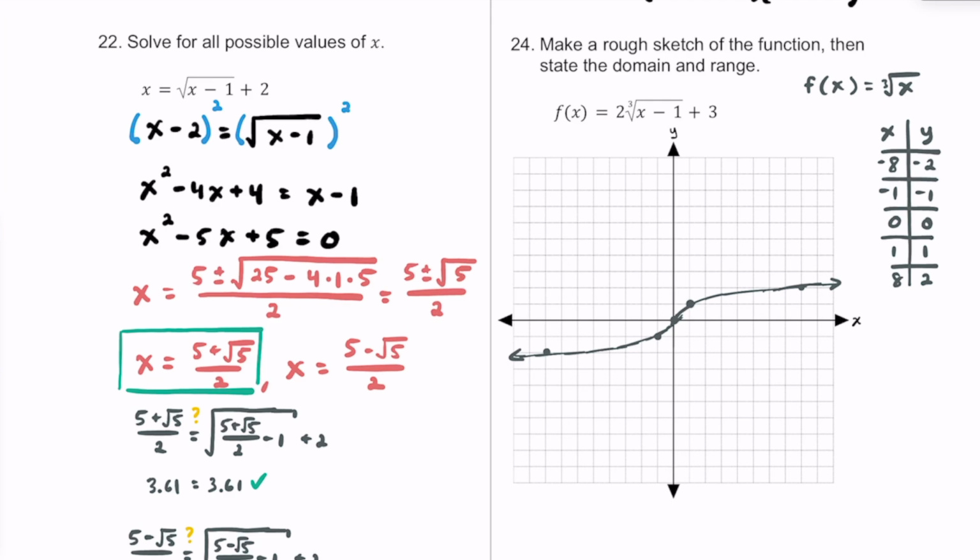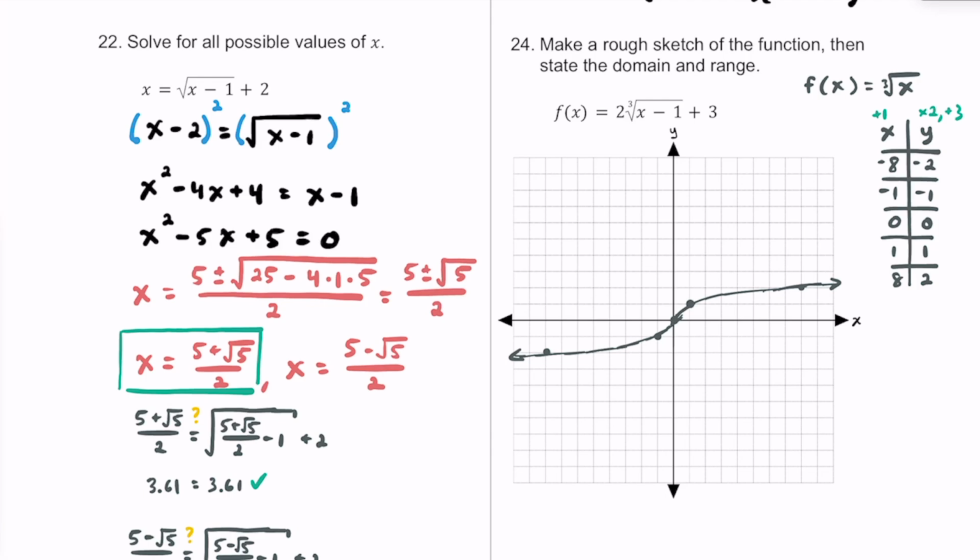Now, what are the transformations being made here? This -1 lets us know that we're moving everything to the right 1. That's going to affect the x value, so we have to add 1 to each of these x values. This +3 means all the y values are going to be moved up 3 after they're multiplied by 2. So for each of the y values, we have to multiply by 2, which is a vertical stretch, and then add 3 afterwards.